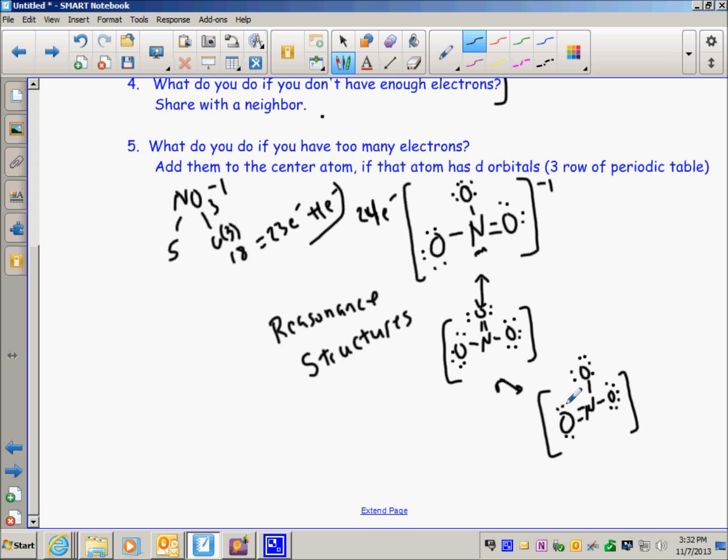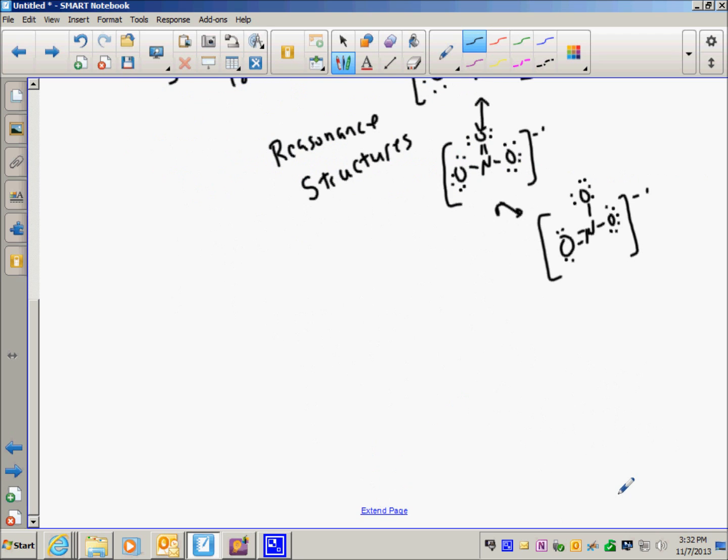There we go. This is called resonance structures. Let's do one more example here, and I'll do one that involves, let's say, a triple bond. This one is also on your worksheet, but we'll give it a try anyways.